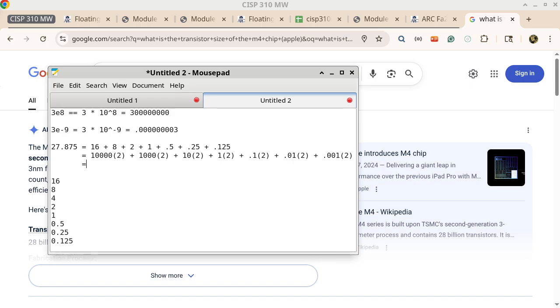So when you add up all of these, then we have 11011.111 in base 2. So that's how we can represent what we see in base 10 as 27.875 into the binary representation of 11011.111 in base 2. So do we have any questions about this?